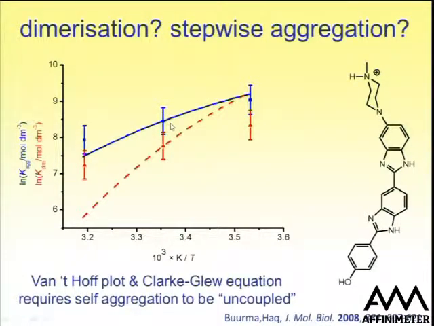If we now plot the entropy of interaction centered on the first data point, and actually in this case we use the Clarke-Glew equation, so we include delta Cp as well, we get a blue line that follows the data points. Whereas if we look at the red data, similarly the thermodynamic or the calorimetric entropy plotted through the data points doesn't reproduce the data points. And that means that in this case, this ligand aggregates in a stepwise manner.